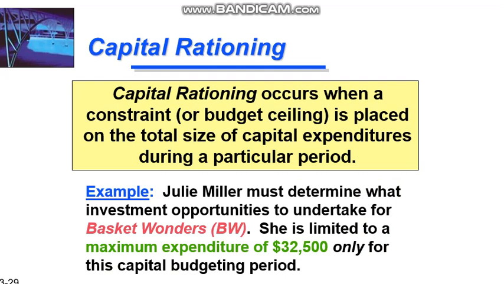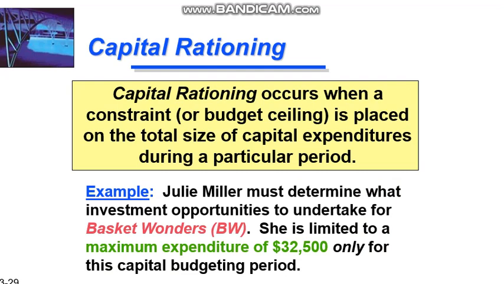So the next concept is capital rationing. That is a very important concept. I have told you in the class that I will discuss capital rationing later on. So while looking at capital rationing, we can see that rationality has some sort of limits, right? Capital rationing occurs when a constraint or budget ceiling is placed on the total size of capital expenditure during a particular period. So JM must determine which investment opportunities to undertake, right?